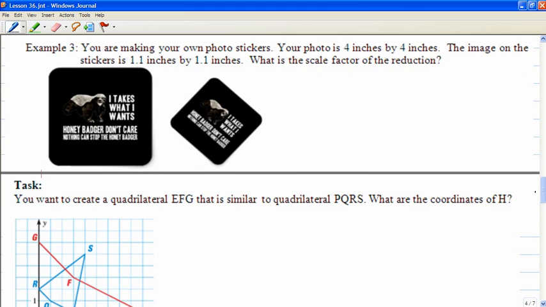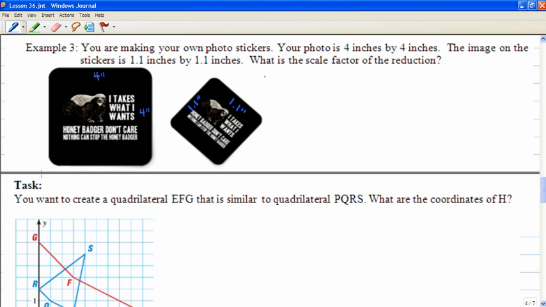You're making your own photo stickers. Your original photo is 4 inches by 4 inches. The image on your sticker is 1.1 inch by 1.1 inch. What is the scale factor of this reduction? So let's go ahead and label these. Here's my original picture. So this is 4 inches by 4 inches. And my sticker, once I put my photo on my sticker, I now have a reduction, and I'm down to 1.1 inch by 1.1 inch.